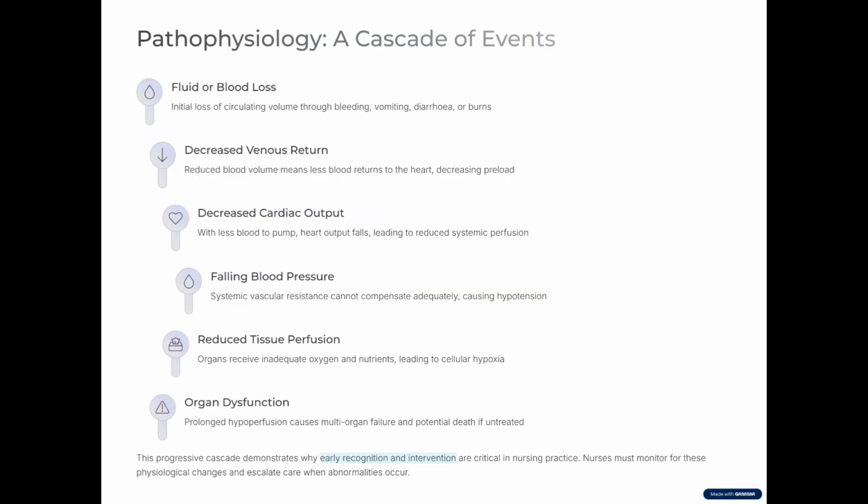Pathophysiology. The development of hypovolemic shock follows a predictable cascade. It begins with fluid or blood loss. This leads to decreased venous return to the heart, reducing preload. Cardiac output then decreases. Blood pressure falls as compensation fails. Tissue perfusion declines, causing cellular hypoxia. If prolonged, organ dysfunction and multi-organ failure can occur. This progression highlights the importance of early detection and aggressive management before irreversible damage develops.